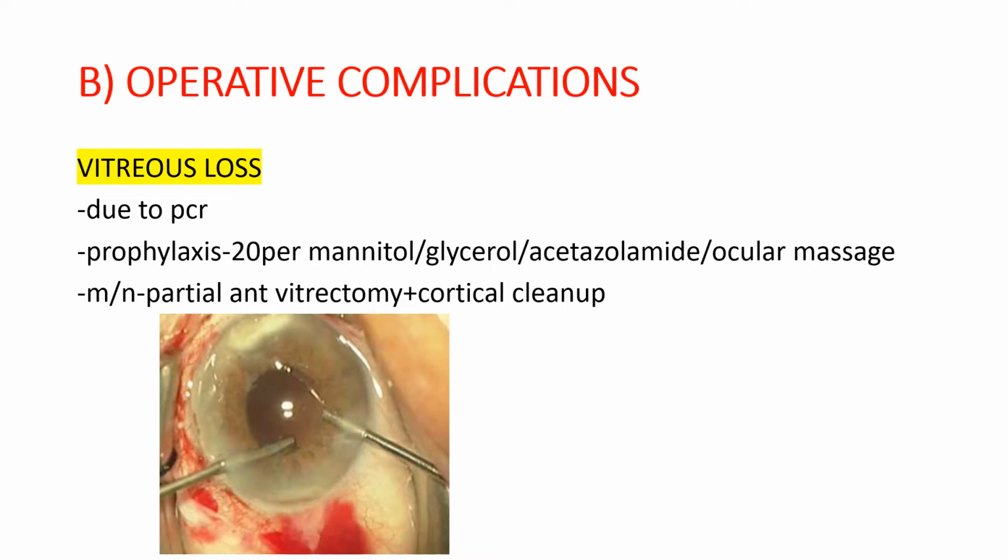And after anterior vitrectomy, we need to do the cortical cleanup of the remaining lens matter so that further reaction in the anterior chamber doesn't happen and the cornea remains clear, so that later on when the case is taken up by the retinal surgeon for the secondary placement of the IOL, or by the same surgeon for the secondary placement of the IOL, it can be done easily.